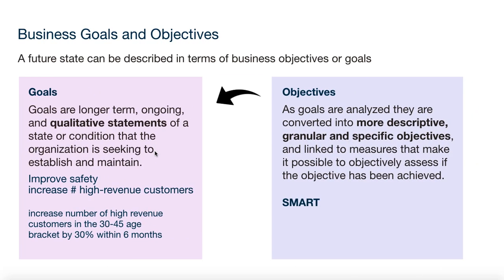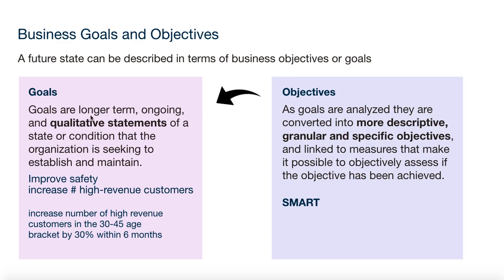So now when you're defining the future state, generally you need to consider business goals and objectives. So future state can be described in terms of business objectives or goals. So you would say in future this is something that I want to achieve. So it's more of an objective and a goal. So what is the difference between these objectives and goals?